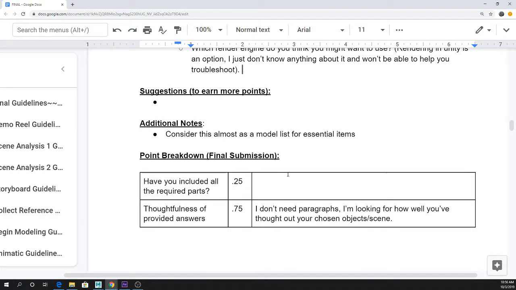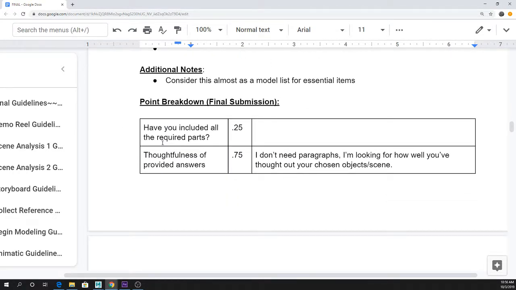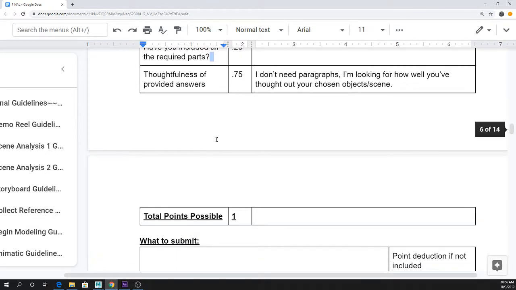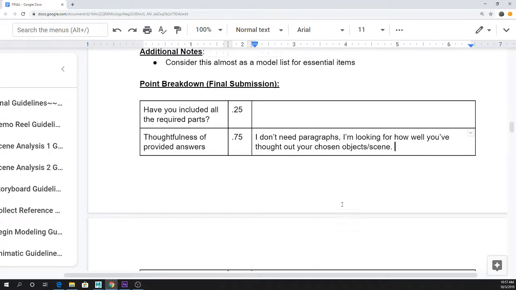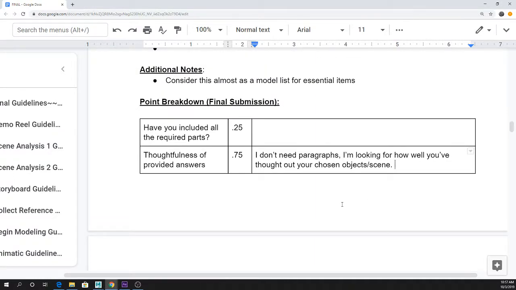And then apart from that, basically just grading. 25% of the grade is literally have you answered all of the questions that you were supposed to, and the other part of the grade is basically just: are you thinking about your things? Do your answers make sense? And again, I don't need paragraphs. A little bullet point list or whatever, just answering the questions, is totally fine. That's pretty much the analysis. Anybody have any questions on that?